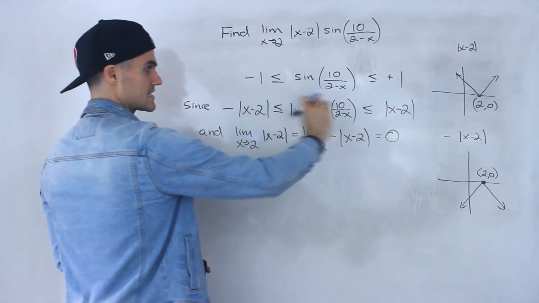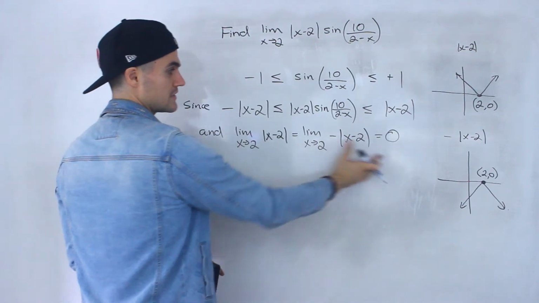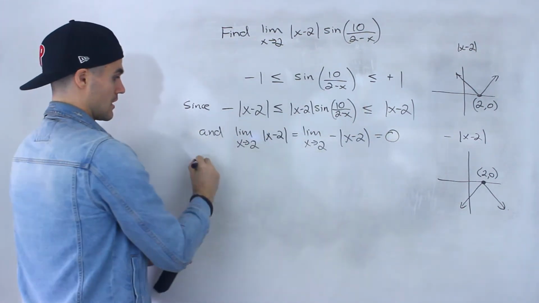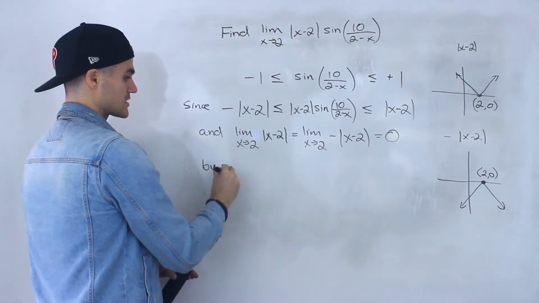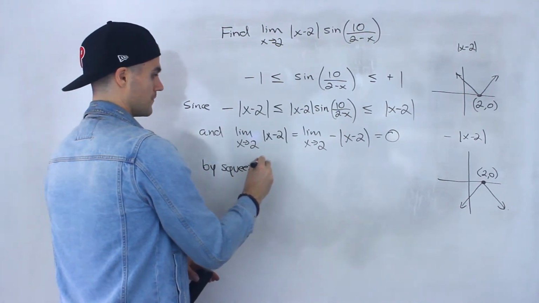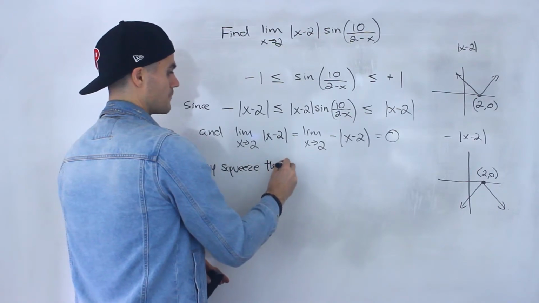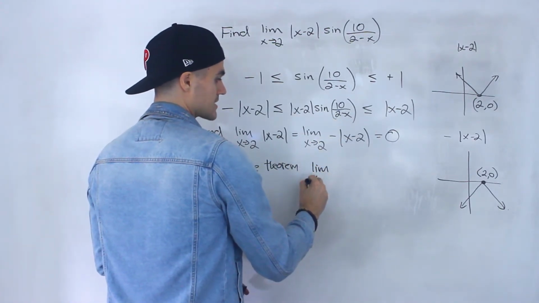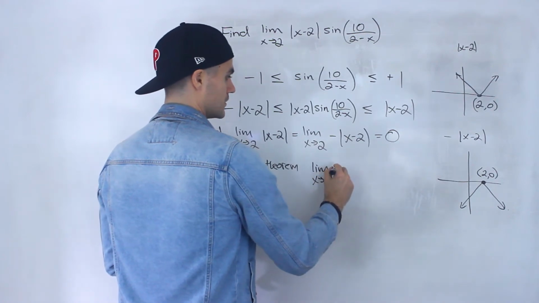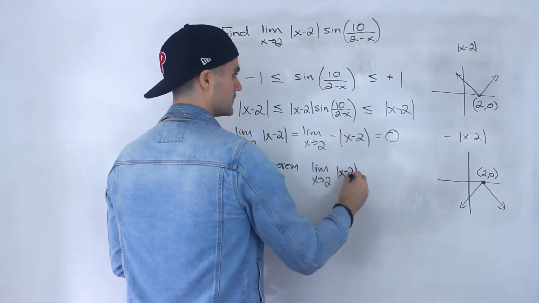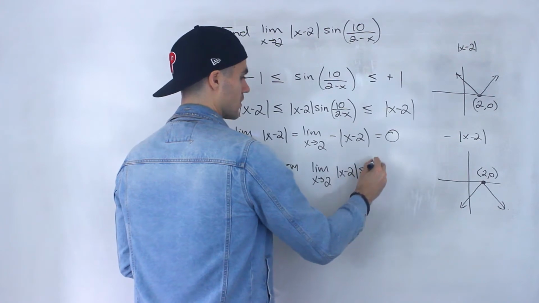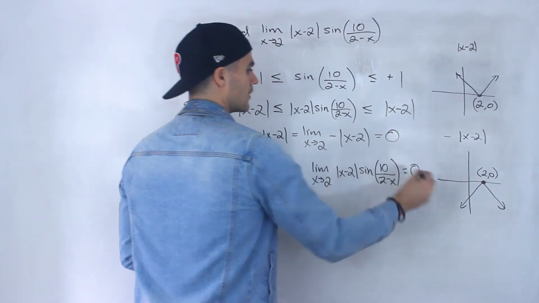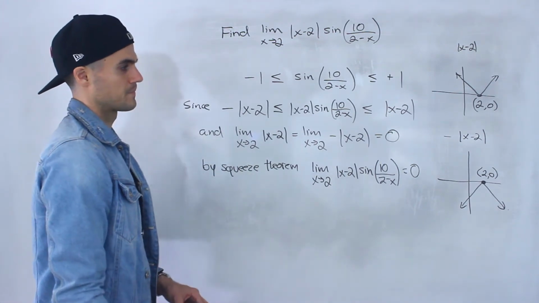Right? So since this inequality holds and both of these limits equal 0 as x approaches 2, then by the squeeze theorem, what that means is that the limit of that function as x approaches 2 is also going to equal 0. Right?